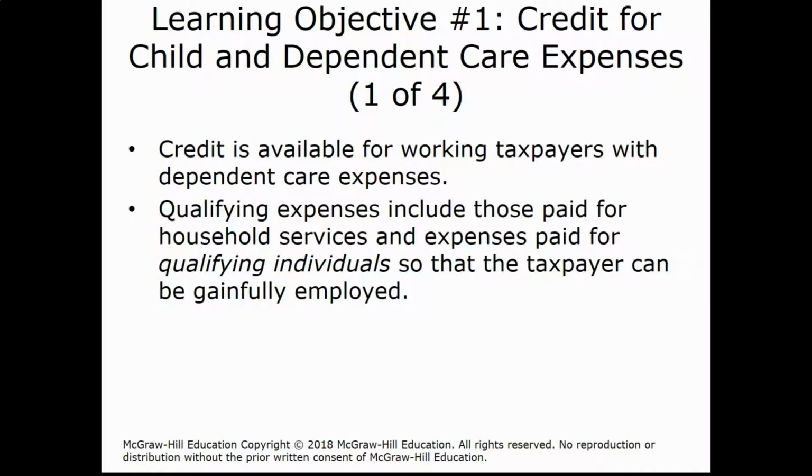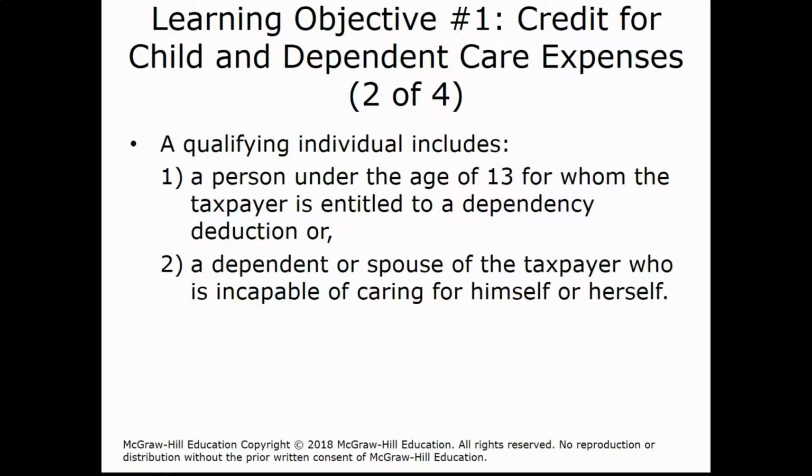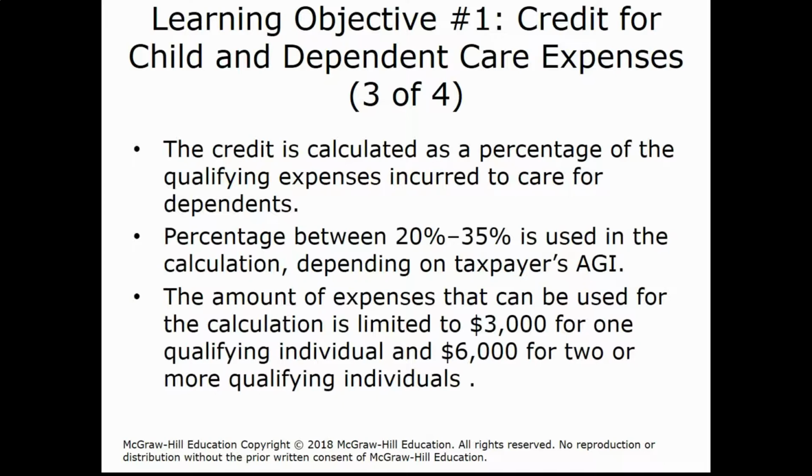All right, so learning objective number 1, credit for child and dependent care expenses. This is the first credit that we talk about, and this is a credit that is available to taxpayers who are working and have dependent care expenses that are not reimbursed. The test for who qualifies as a dependent to be cared for is any person under the age of 13 or someone of any age who cannot take care of themselves, is incapable of doing so.